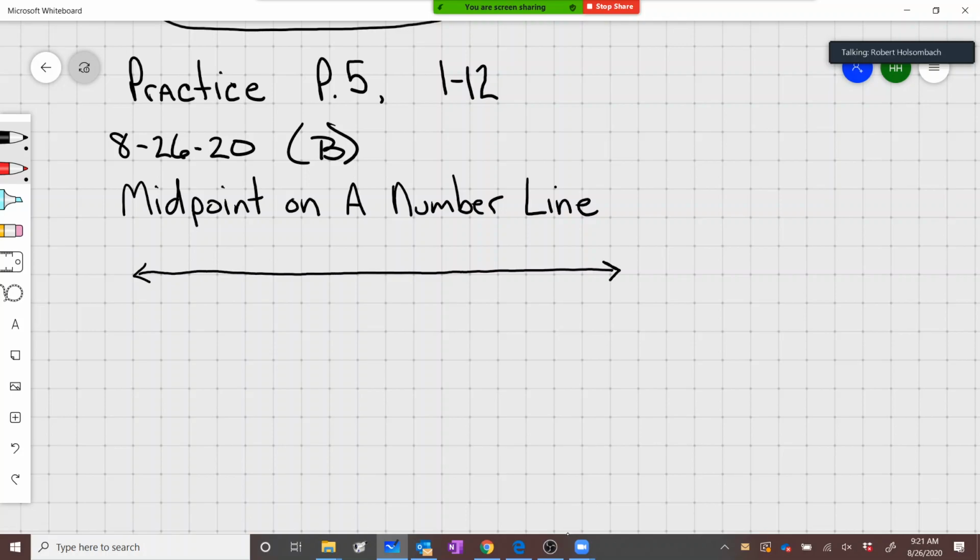Midpoint on a number line, let's say we got point A and we got point B, and we're trying to find the middle or the midpoint of A and B. A will correspond to a value on the number line and B will correspond to a value on the number line. Alright, and this M, this midpoint, will be equal to your x sub 1 plus your x sub 2 divided by 2.